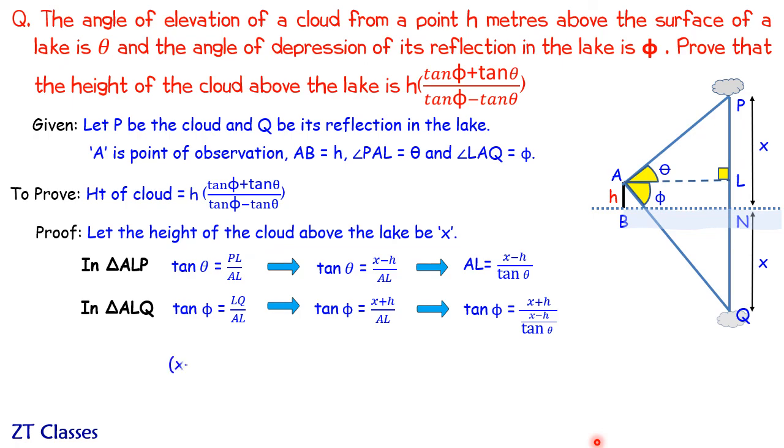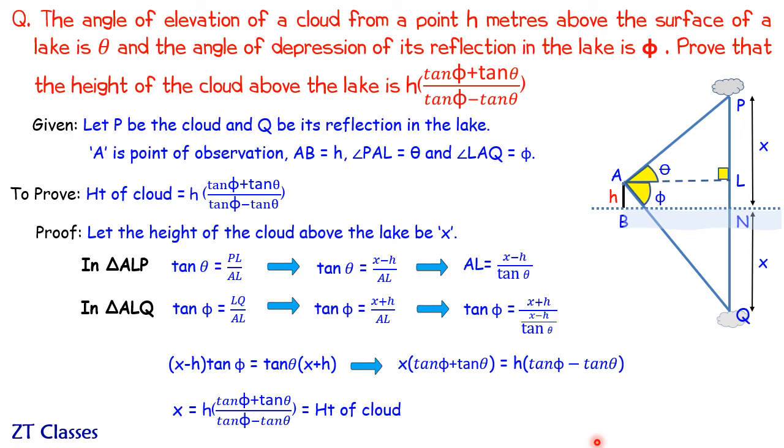Simplifying it, we'll get (x minus h) times tan phi is equal to tan theta into (x plus h). Let's take the terms with x on one side and terms with h on the other side. Simplifying it, we'll get the value of x as h times (tan phi plus tan theta) upon (tan phi minus tan theta), and that's the height of the cloud, and that's our answer, and hence proved. I hope you enjoyed the solution. Keep watching.